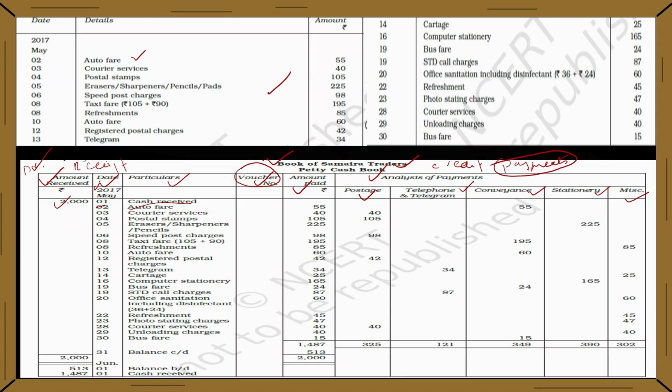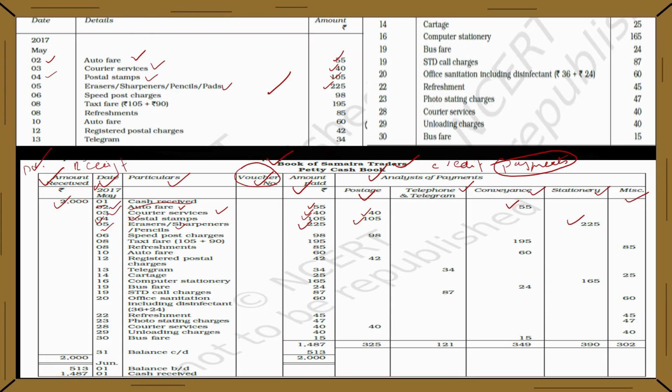First is auto fare of rupees 55 on May 2nd. So on May 2nd, auto fare under the particulars column, 55 rupees, and 55 rupees should go under the conveyance column in the sub column. Next, courier services of 40 on 3rd May, under the amount paid 40 rupees, and under the sub column postage you have to fill it up. Next, postal stamps on May 4th, 105. Date column 4, particulars postal stamps, amount is 105, under postage column fill 105.